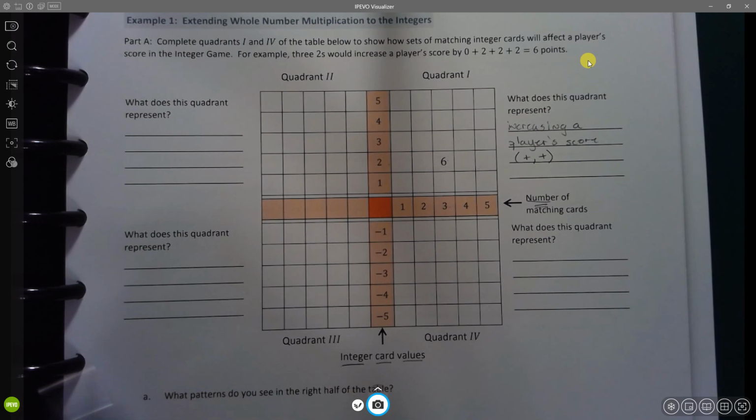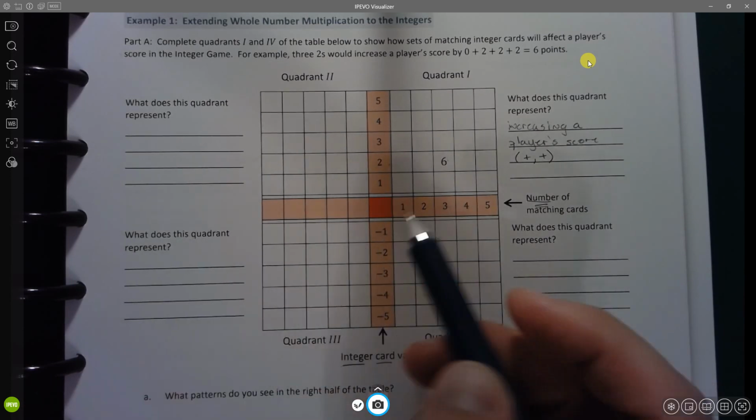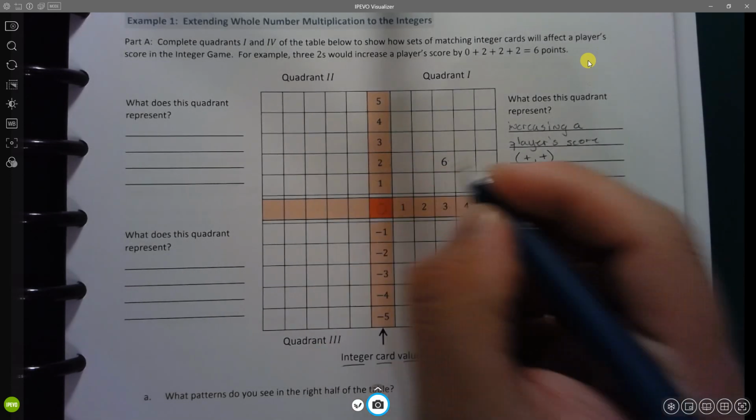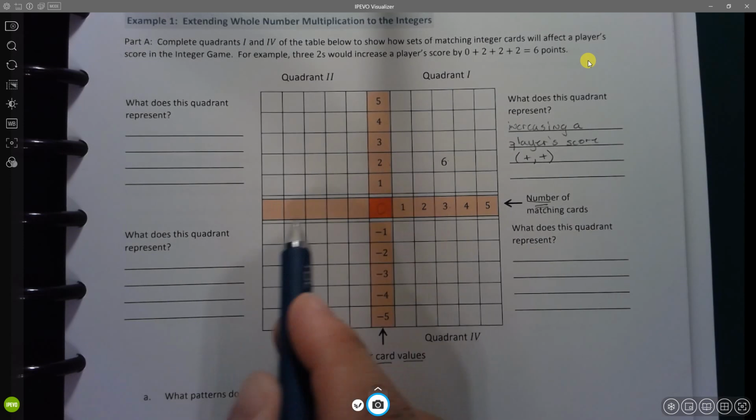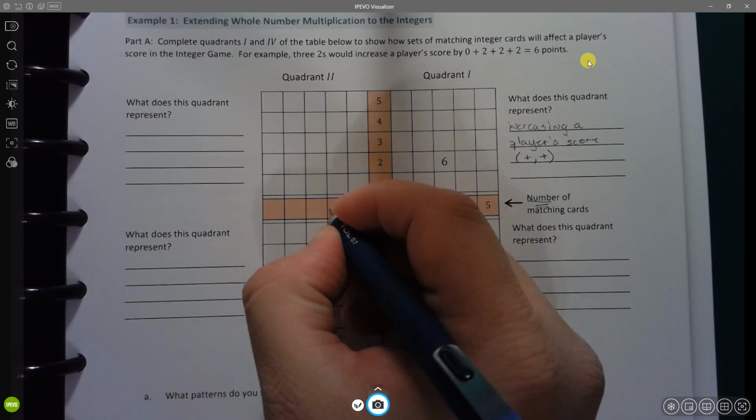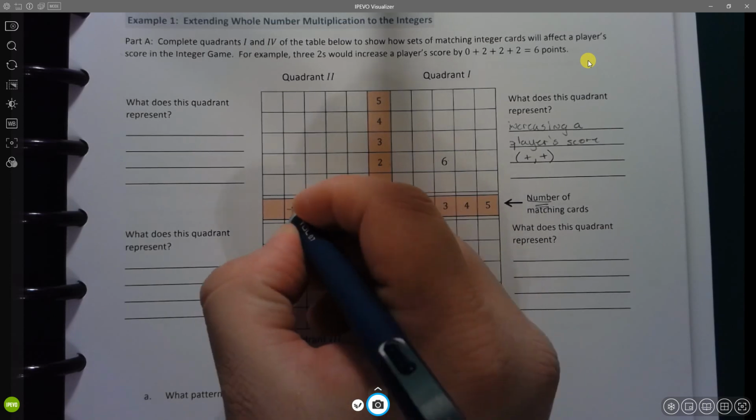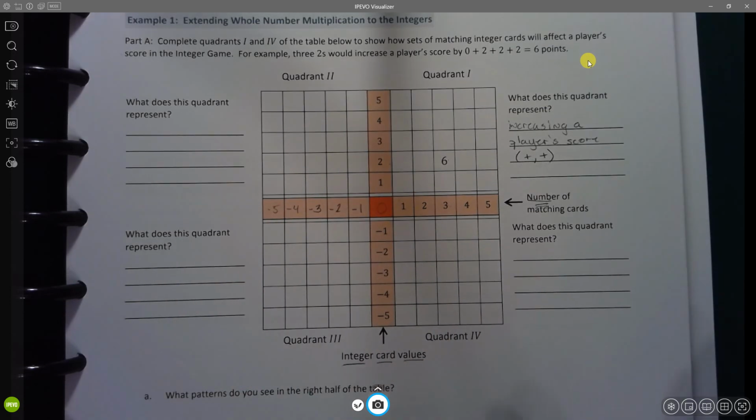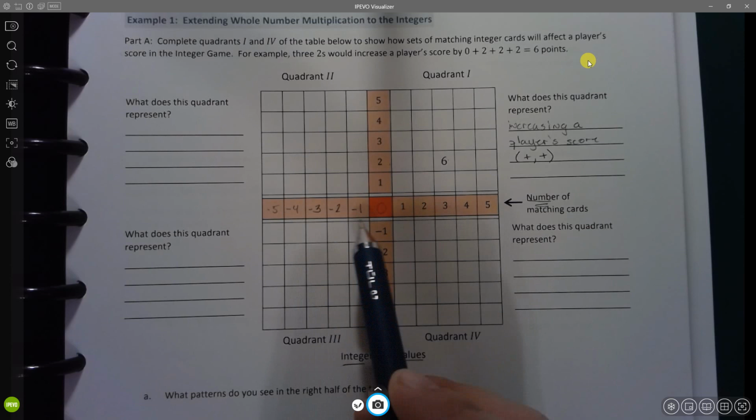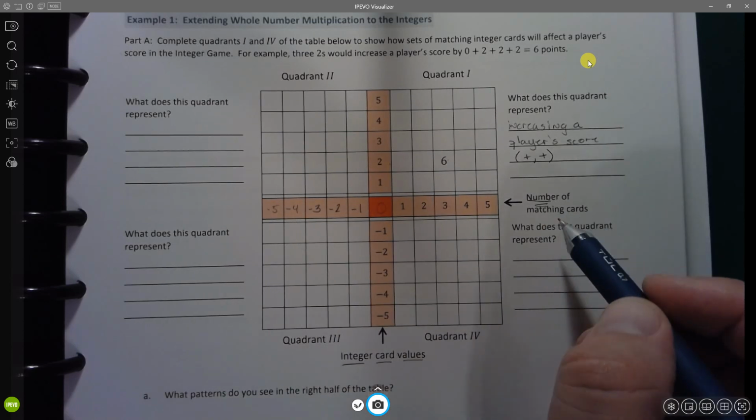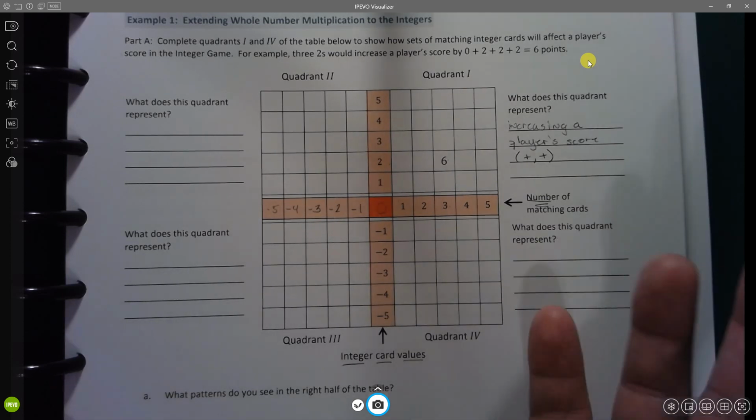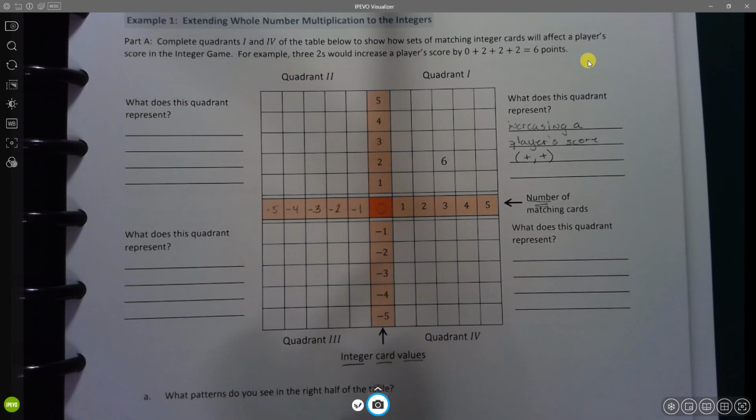Now, let's finish filling out the x-axis real quick here. If all these are positive values, then we know that this right here is going to be a 0. So all the values to the left of 0 are going to be negative values: -1, -2, -3, -4, and a -5. Now, there's a reason why they didn't put these values in, because we're talking about the number of matching cards. Can you really have negative matching cards? No, you really can't. But for the sake of argument, for right now, we're going to put in negative values.